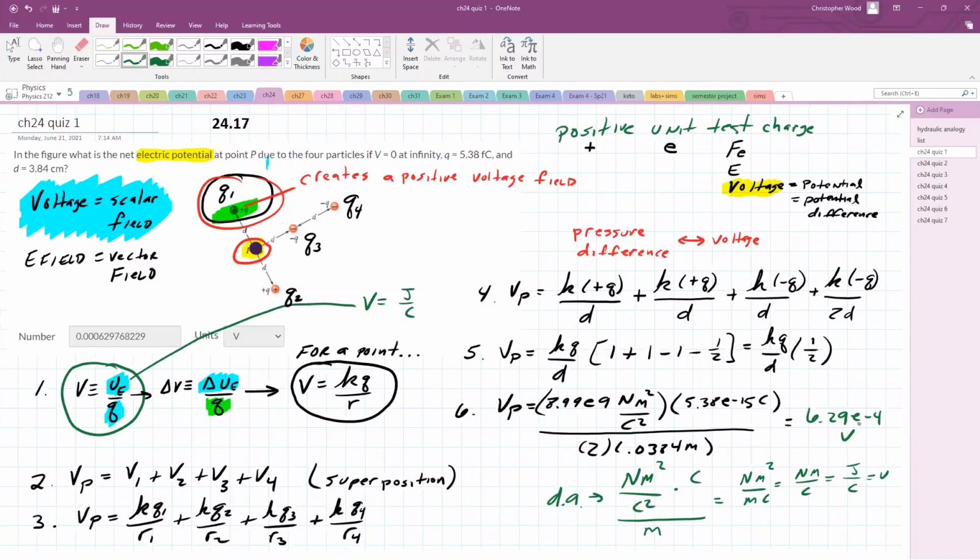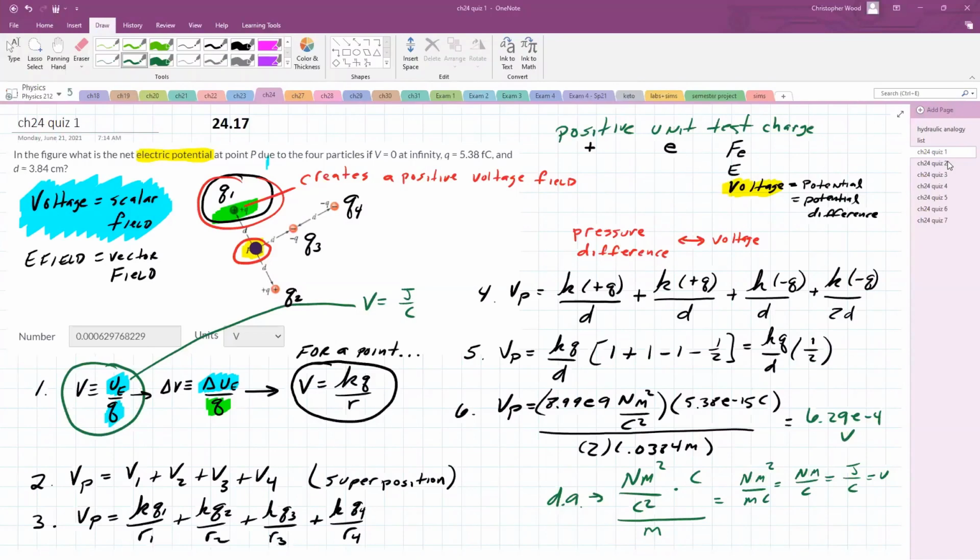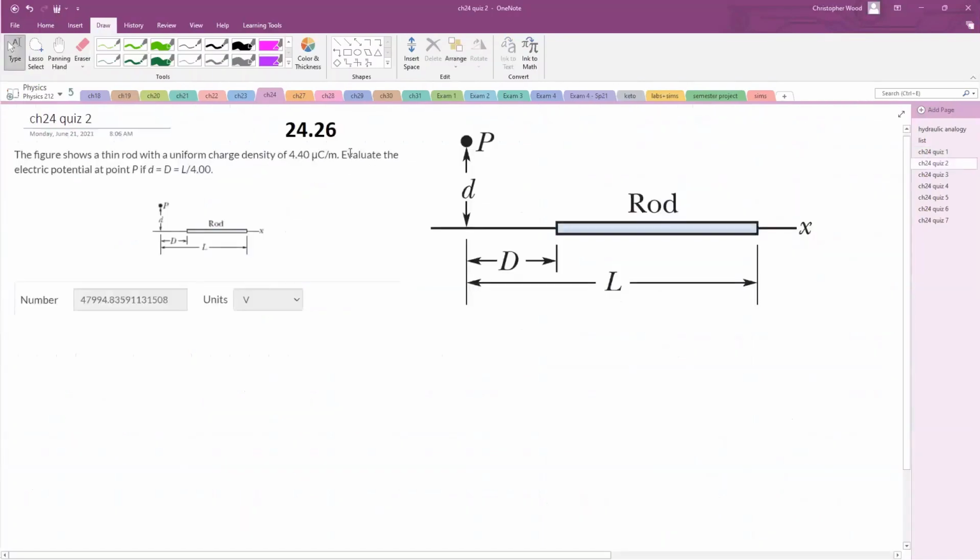Let's go on to quiz 2, 24-2. Chapter 24, quiz 2.